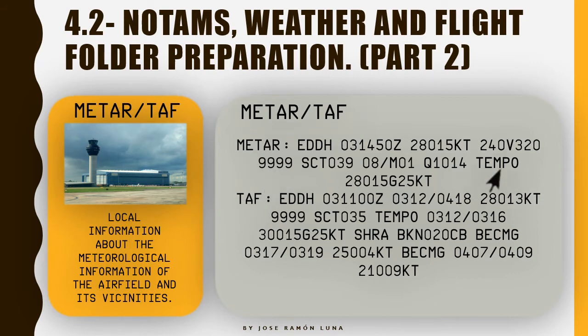Now, tempo. Tempo is the trend. It's the temporary fluctuations that might occur within the published time of this meter, right? So there are going to be some temporary fluctuations of wind from 280.15 gusting, okay, the G stands for gusting, 25 knots. That means that there are going to be gusts up to 25 knots, fluctuating temporarily. As I said before, go to the guide and learn exactly what tempo means.